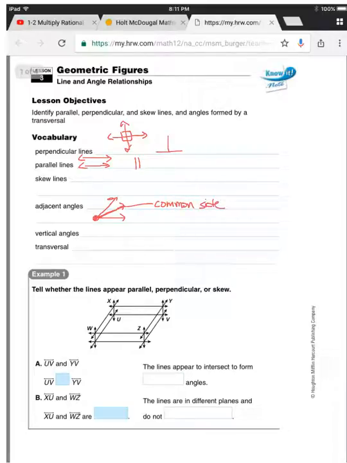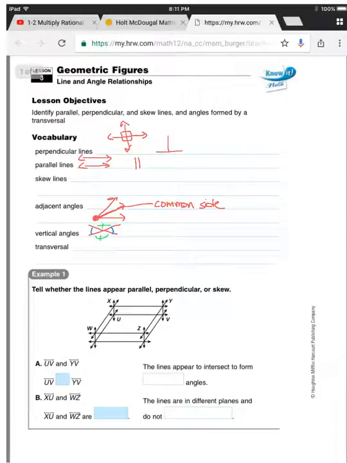All right. Vertical angles are a pair of opposite congruent angles formed by intersecting lines. Remember, congruent means same shape and size. So we have something like that. Your blue are vertical angles, and then your green are vertical angles. Okay, so they have equal measure to each other.